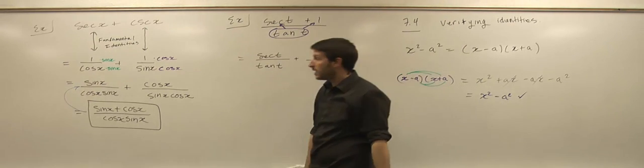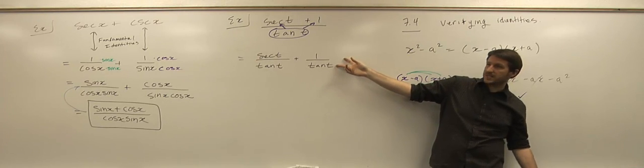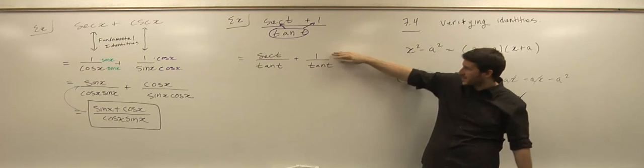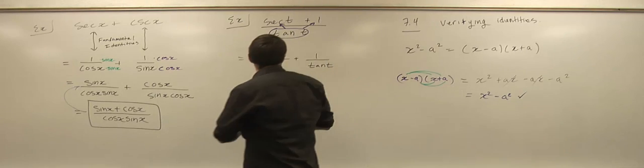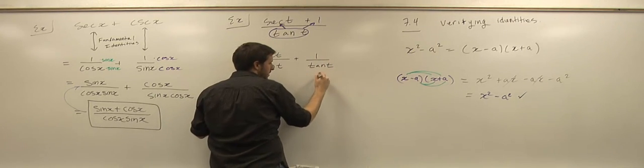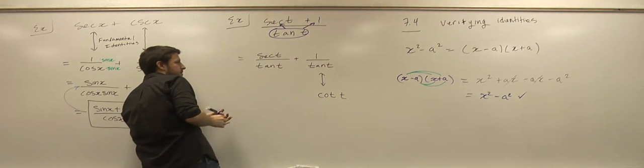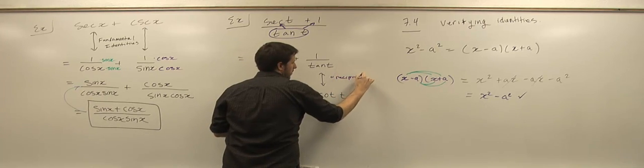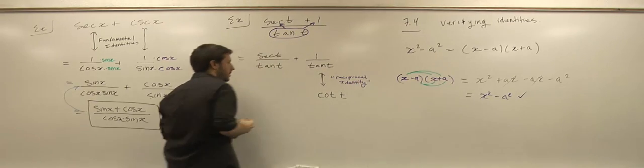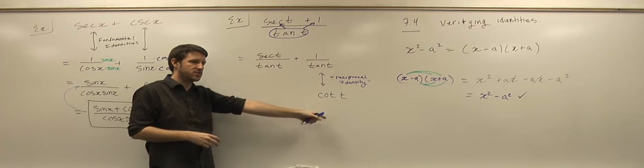Yes, this guy, 1 over tangent, is cotangent. That's practically the definition of cotangent, it's the reciprocal of tangent. So if I replace 1 over tangent with cotangent by my reciprocal identity, I've taken care of one of my problems. This has denominator 1. It's cotangent over 1.